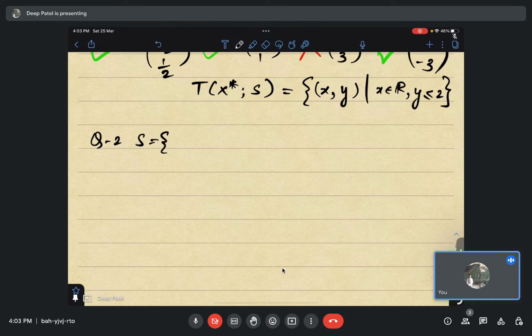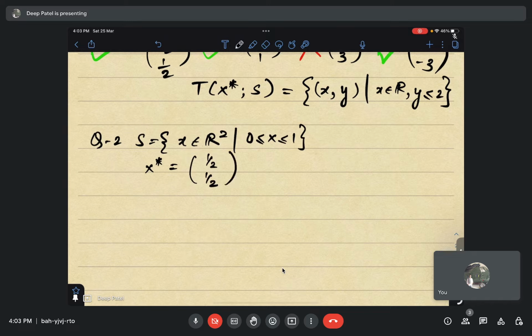Second question is again a 2D case and it's a box. And the claim is the tangent cone at this point (half, half) is R2.